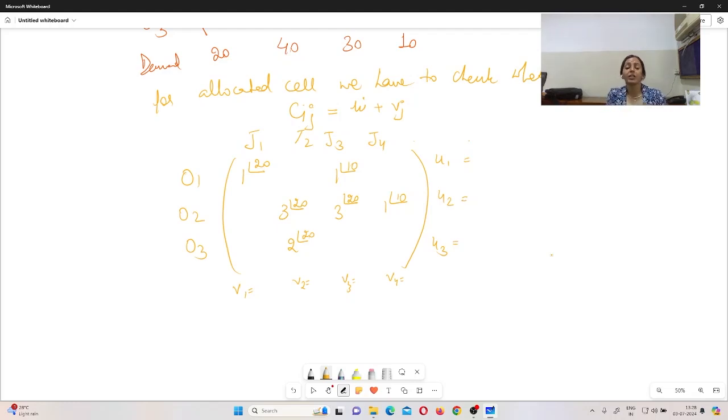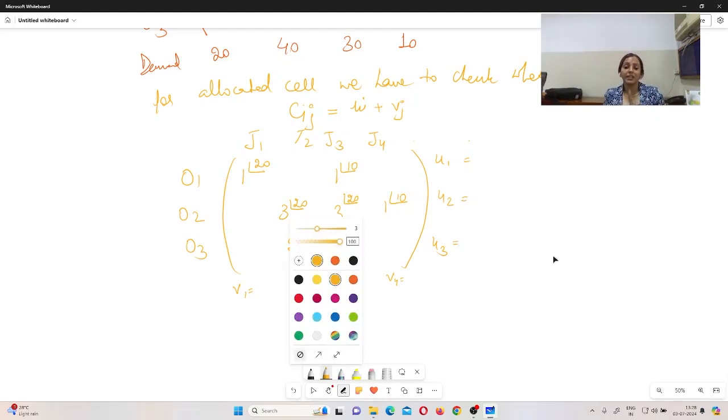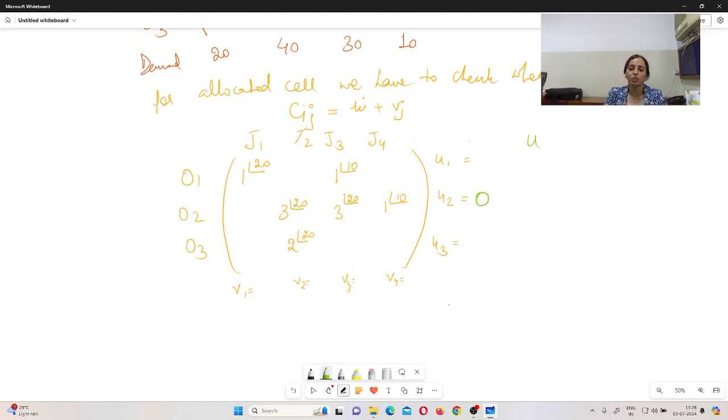Is there anyone having the maximum allocation more than 3? Then it is no. So we have given the value as 0 to this. Why have we given 0 to this? Because it has the maximum allocation. So remember, we have given 0 to this U2. Why is U2 having the maximum allocation? U2 is equal to 0.